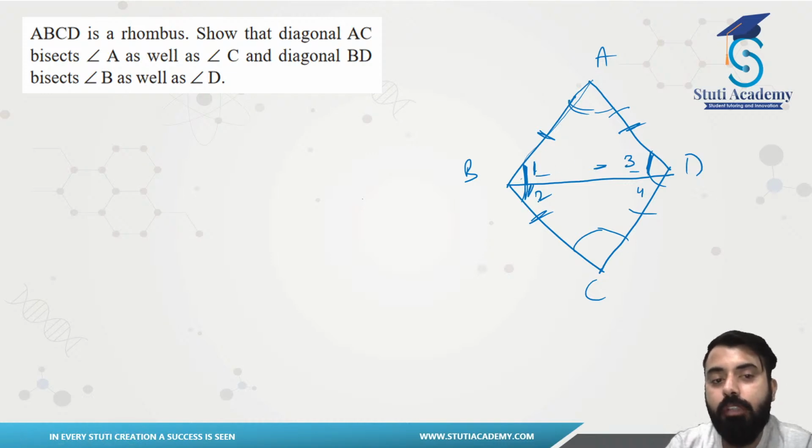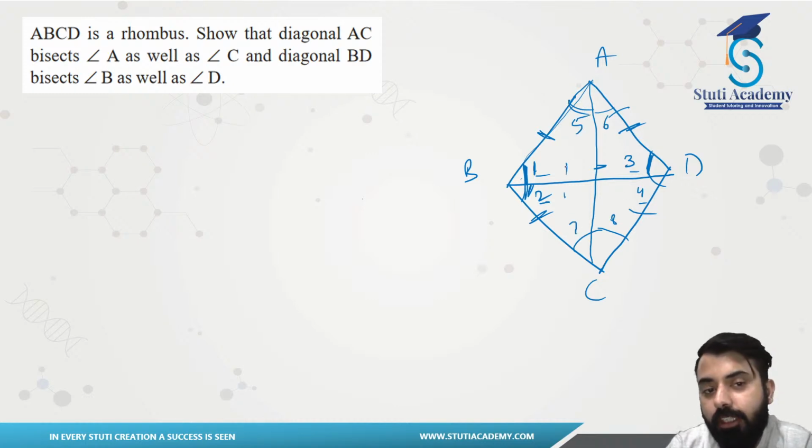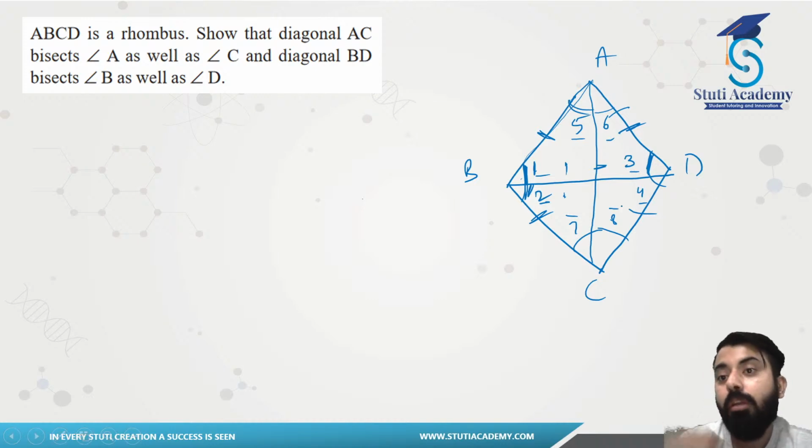Similarly, if I go down, I can see angle 2 is equal to angle 4, right? They are equal. Similarly, if I join these two, and let's name this one 5, 6, 7, and 8. If I consider this entire triangle ABC, I know 5 will be equal to 7 and 6 will be equal to 8. But here, listen to me very carefully.